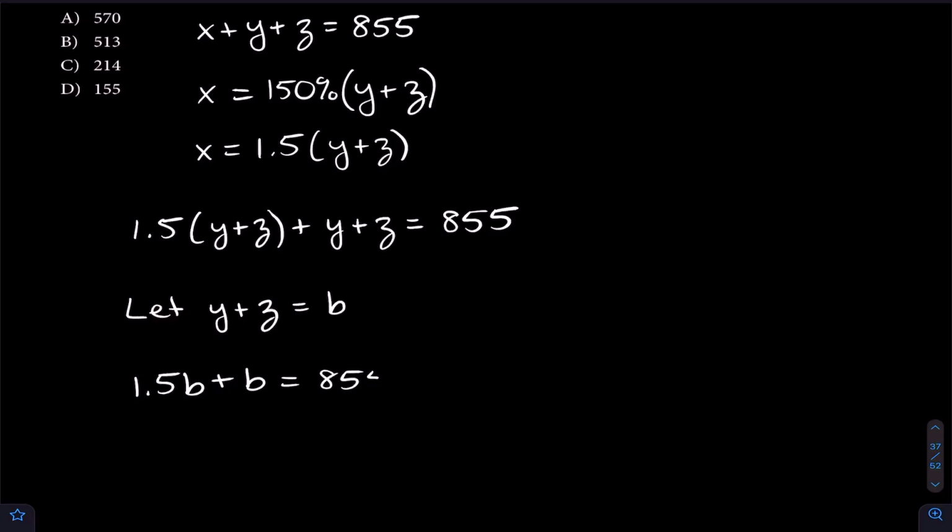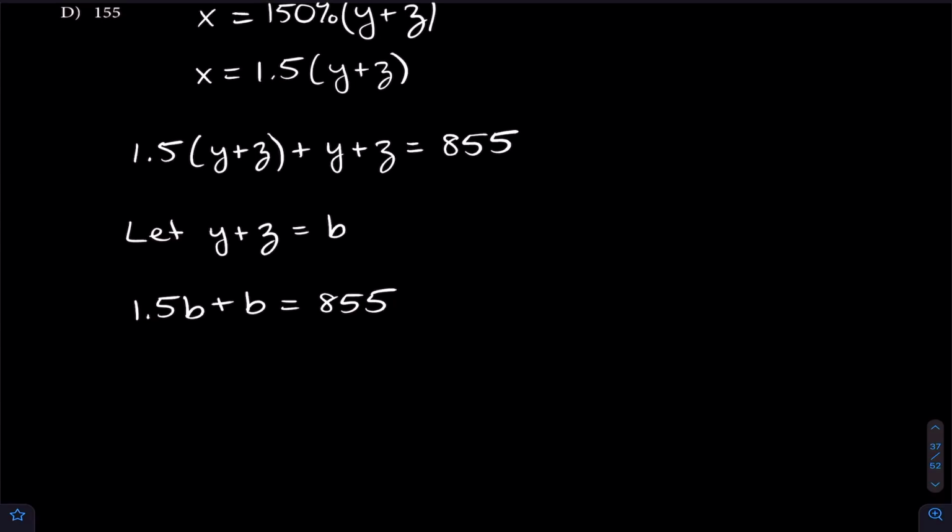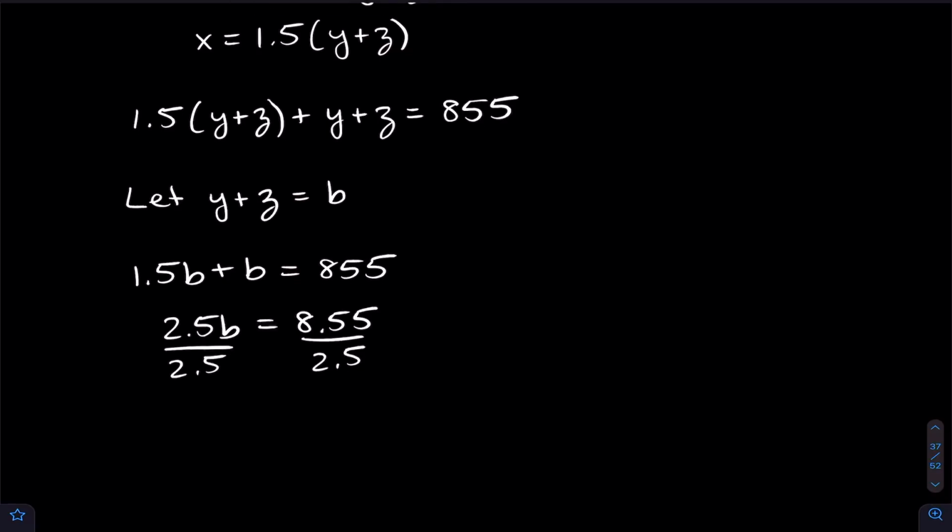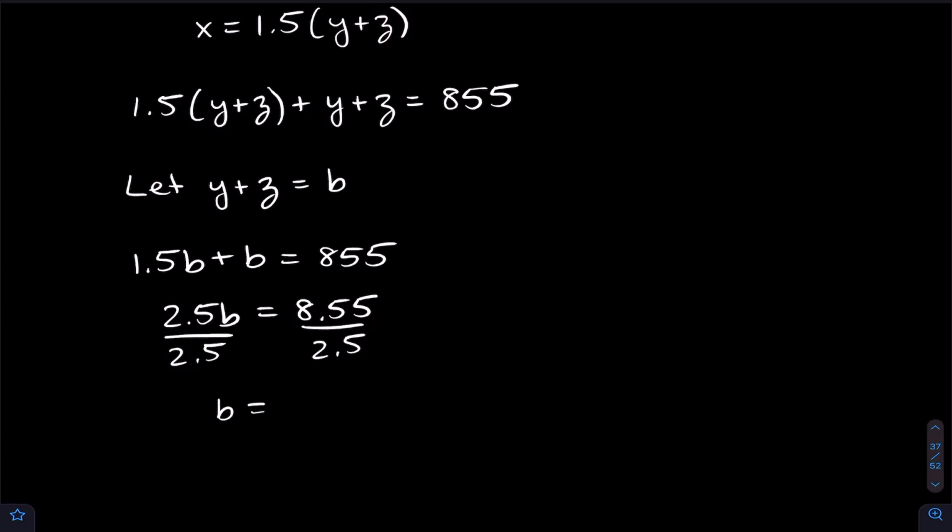And that's equal to 855. So adding these two together, 1.5b plus b, that's going to be 2.5 times b. Because remember, this is just a 1. And so to find the value of the sum, just divide by 2.5 on each side. And you're going to get that b is equal to, actually, I don't know what you're going to get.